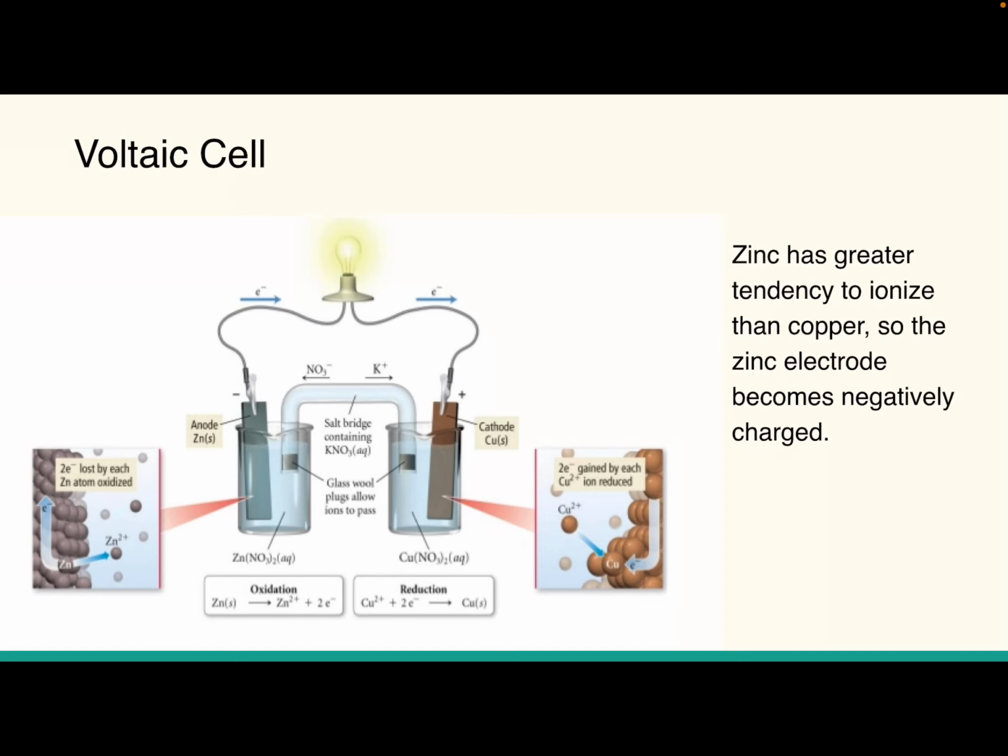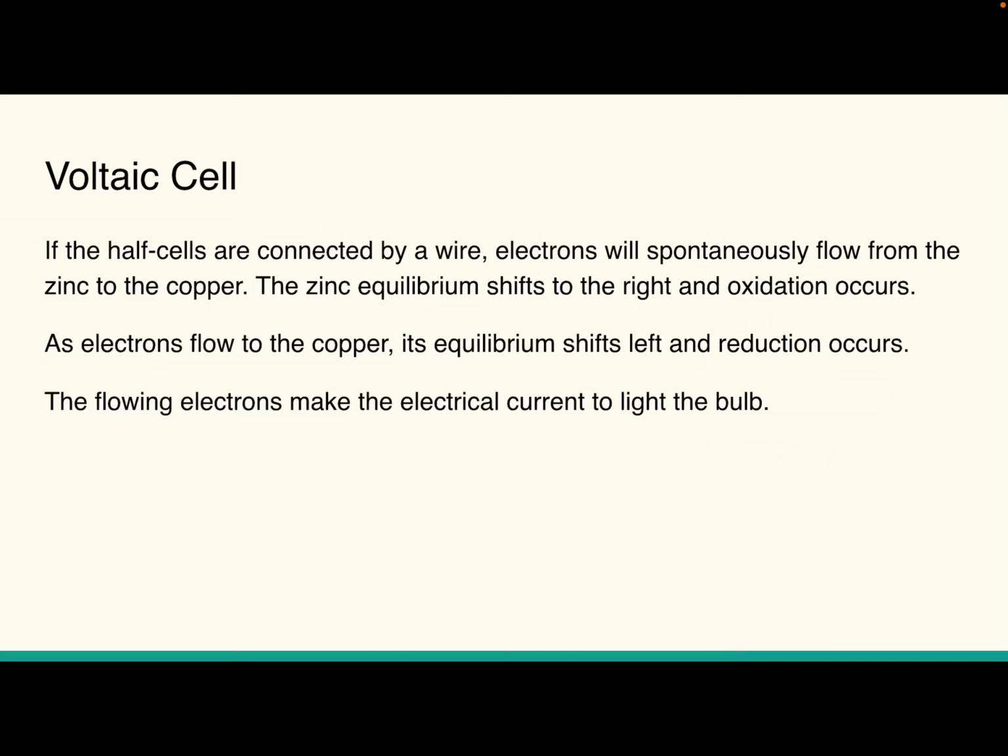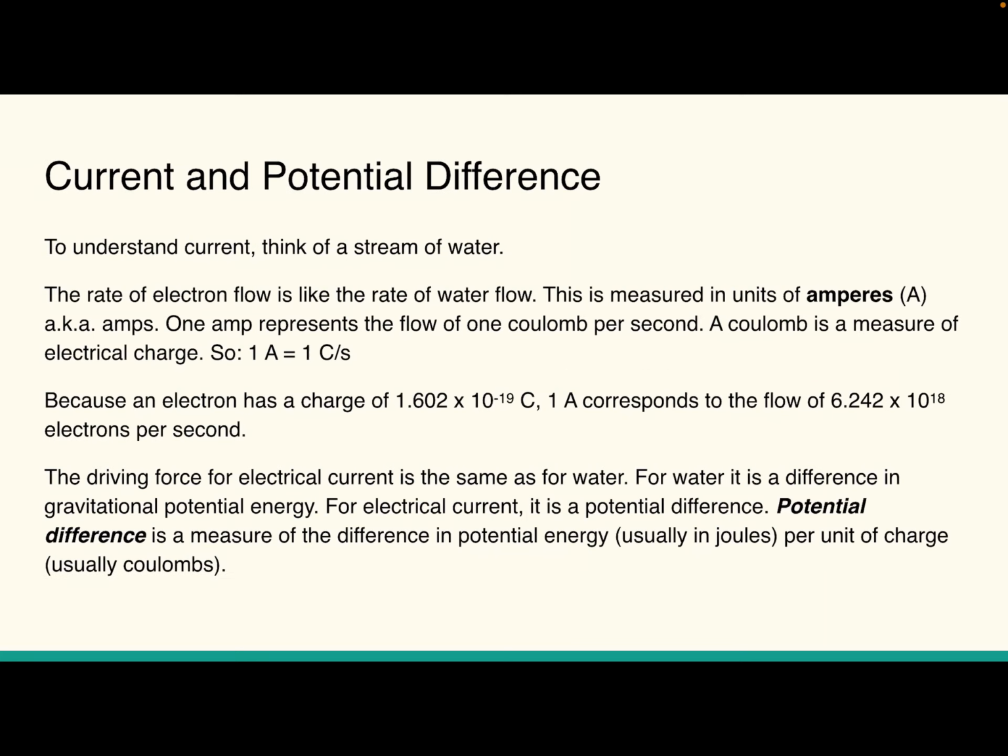Obviously, in this case, zinc is going from the solid form to the dissolved form of zinc 2+, and copper is going from the dissolved form of copper to the solid form of copper. And in the process, we're using that passing of electrons as an electricity source. So the half cells are connected by a wire, and the electrons spontaneously flow from zinc to copper. The reason this happens is due to a potential difference.